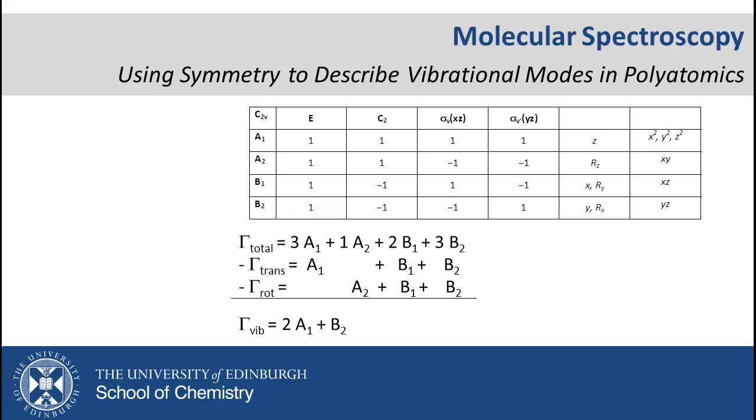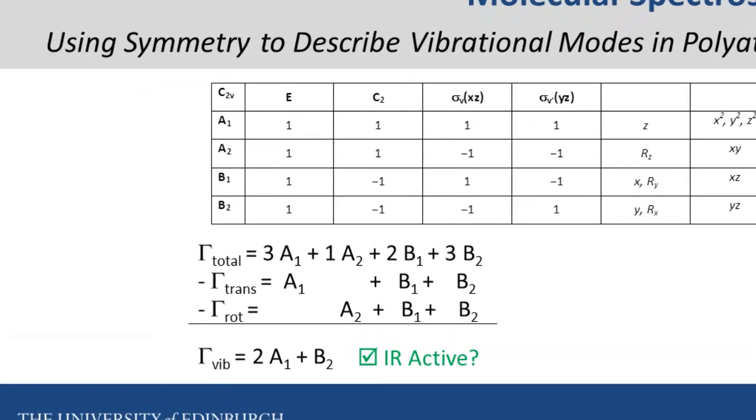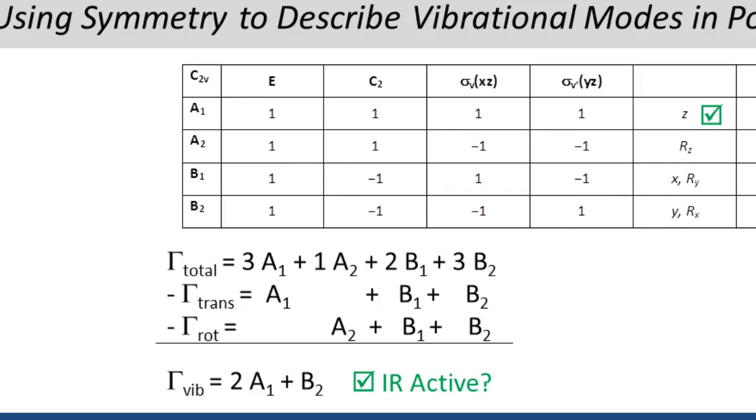Finally, we can check which of these are infrared active. If they have an X, Y, or Z next to it in the function column, it is IR active, as it involves a displacement and hence a change in dipole moment. In the case of A1, it has a Z value, and therefore it is infrared active. In the case of B2, it has a Y value, and therefore it is infrared active. Indeed, both of these also have quadratic functions associated with them in the final column of the character table, so they are also Raman active.